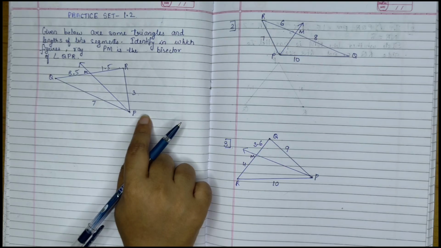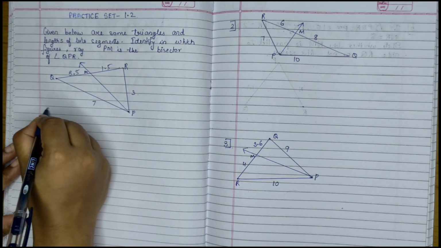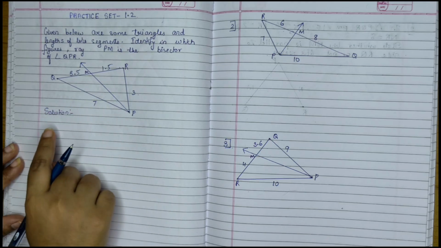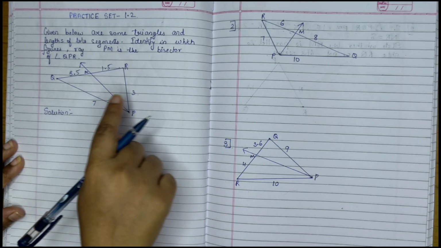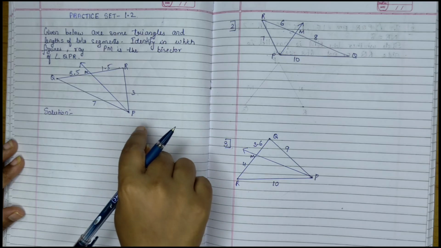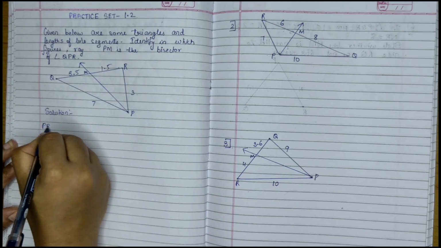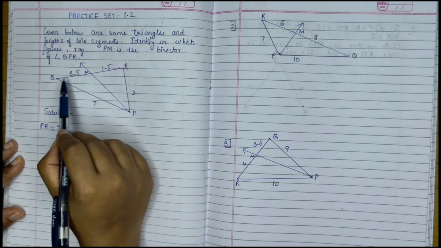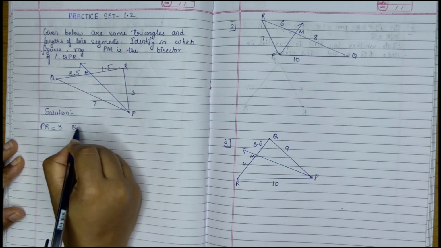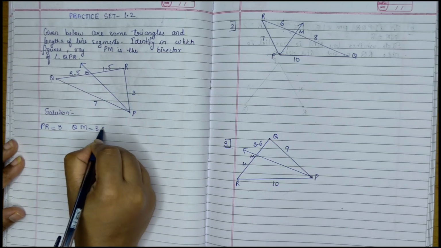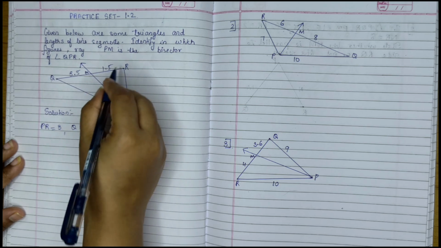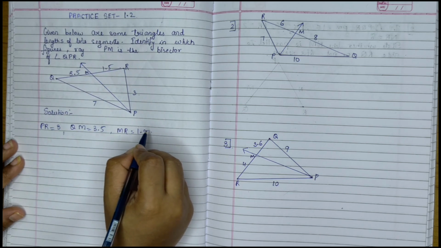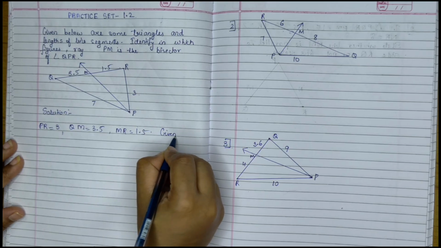First we will write whatever is given. Solution. Write down whatever is given. Now see here what is given here. PR is equal to 3, QM is equal to 3.5 and MR is equal to 1.5. Write down whatever is given. You can write given over there.